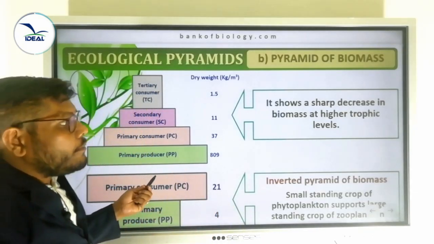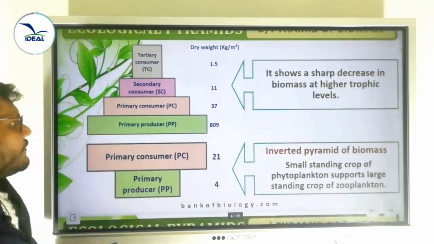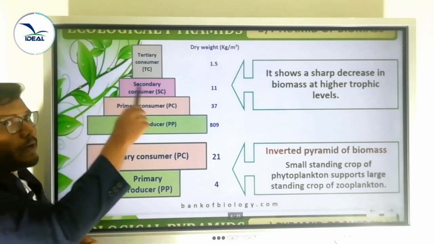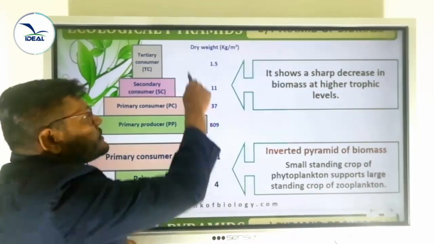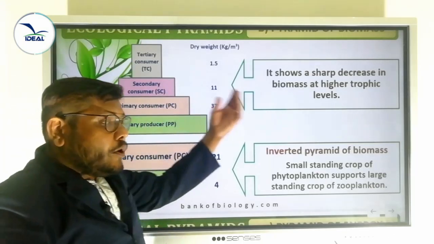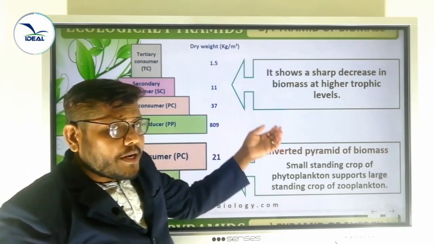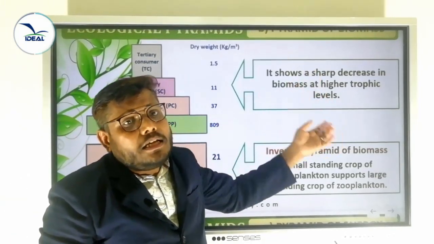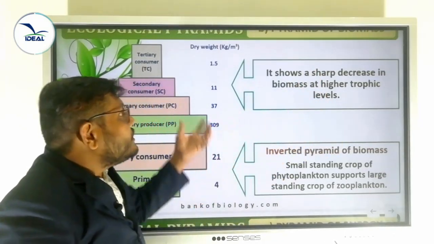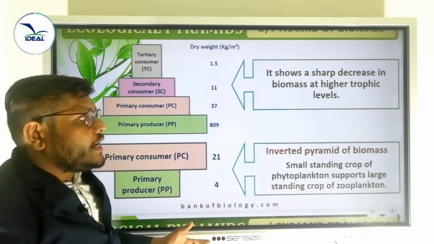Here is one example that shows a sharp decrease in biomass at a higher trophic level. Look here, biomass: how can we represent the biomass? Dry weight, kilogram per meter cube, that is the biomass. Before we explain the number, is it clear? Pyramid of number is expressed in number of individuals. Here, in the pyramid of biomass, what are we given? The dry weight of the organism.